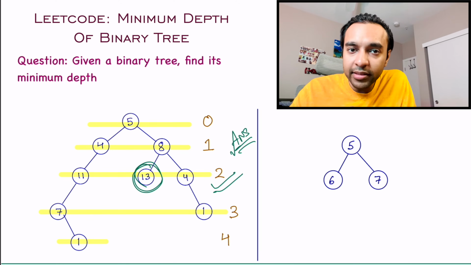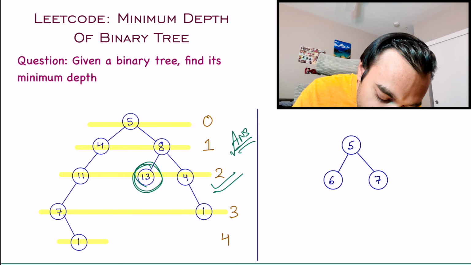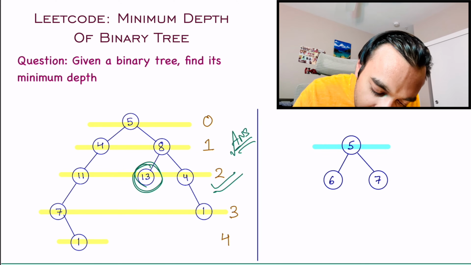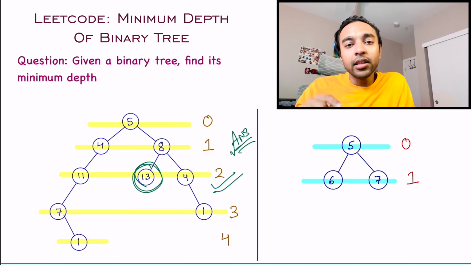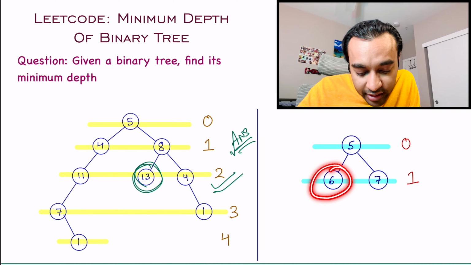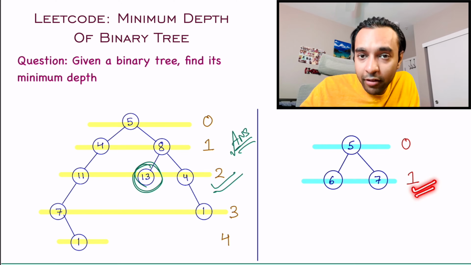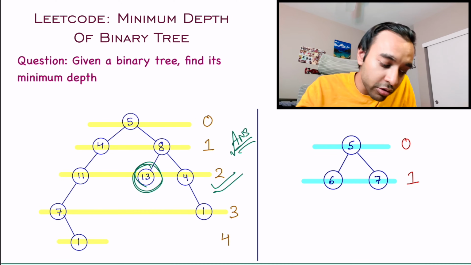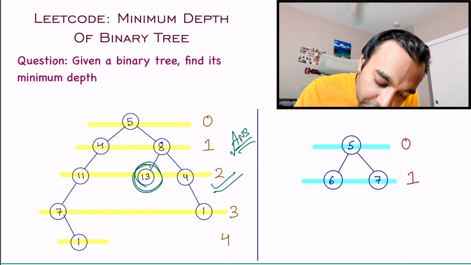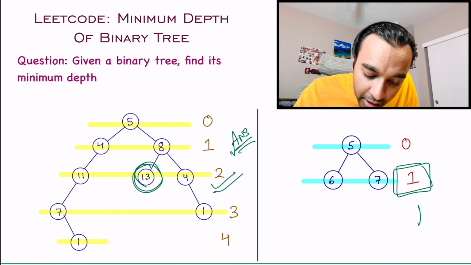Similarly, let us look at a second test case. In this test case, the root node 5 is at level 0 and the nodes 6 and 7 are at level 1. In this particular test case, you can see that 6 and 7, both of them are leaf nodes and both of them are at level 1. You don't have any other leaf nodes. So in this particular scenario, 1 will be your answer and this is the minimum depth.